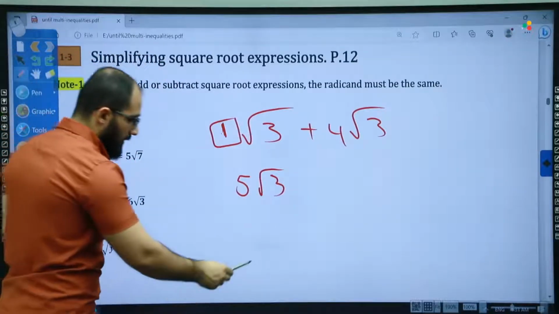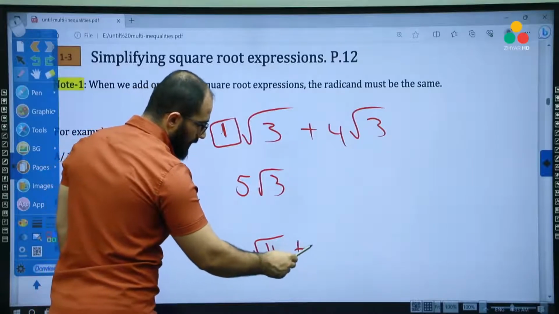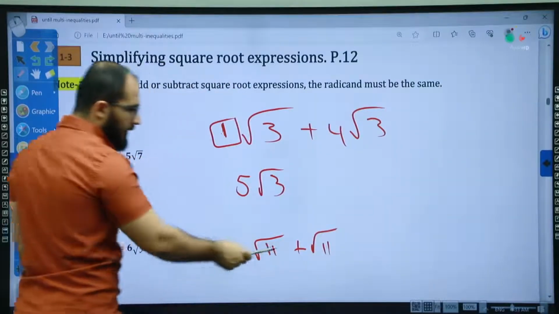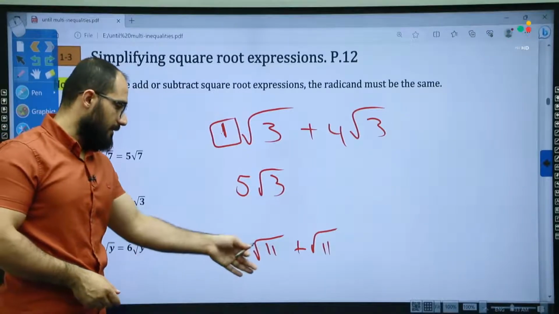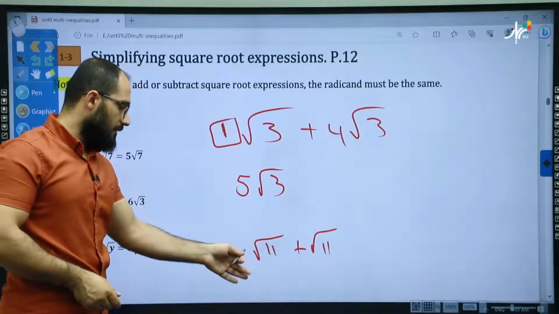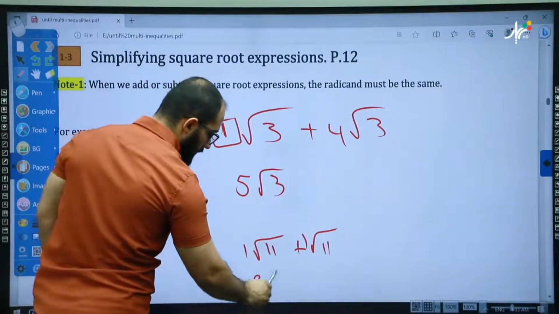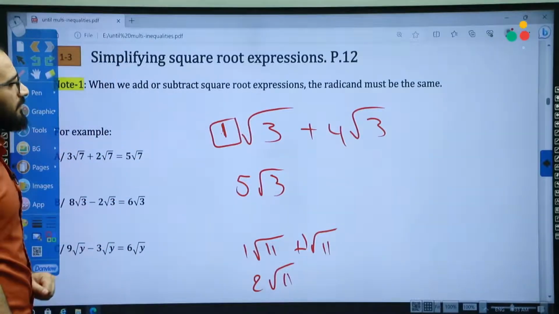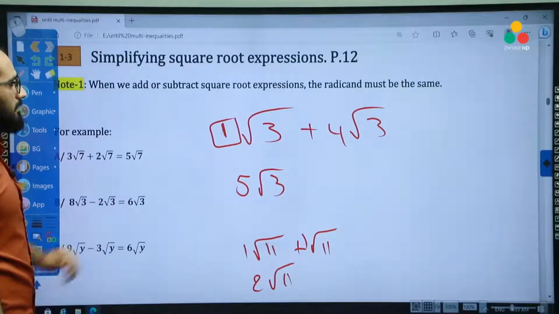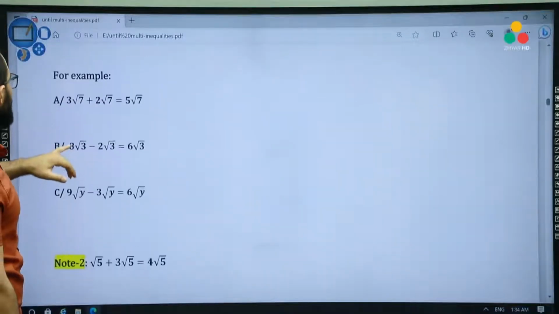Another example, square root of 11 plus square root of 11. None of these square roots has a number in front of them. It's 1 and 1. 1 plus 1 is 2 square root of 11. This is all about adding and subtracting square root expressions. Then, let's solve some examples here.